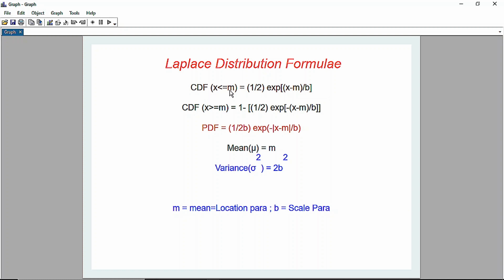The CDF is very simple. For x less than or equal to m, the mean or the location parameter, we calculate the CDF by taking 0.5 times e to the power of (x minus m) divided by b. This is going to give us a feel of a normal distribution, which we'll explore in other videos. When x is greater than or equal to m, we calculate the CDF as 1 minus half e to the power of minus (x minus m) divided by b. We'll calculate both the PDF and CDF for each of the cases in our example.